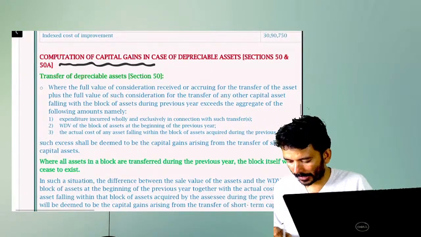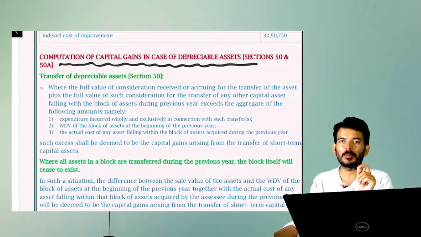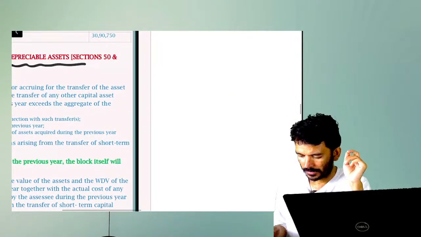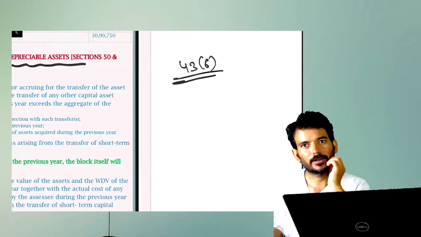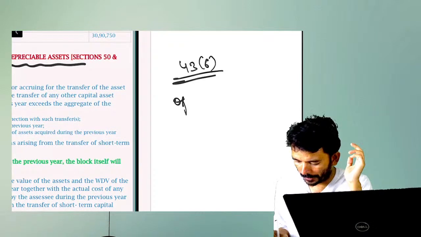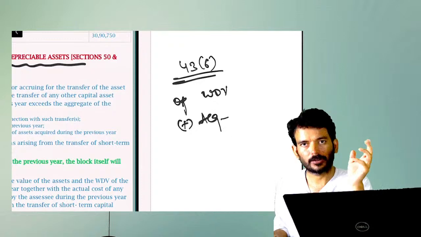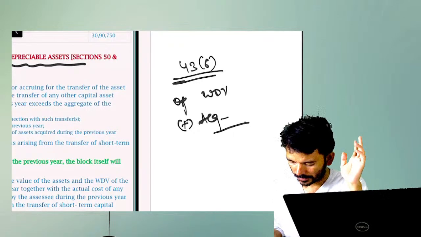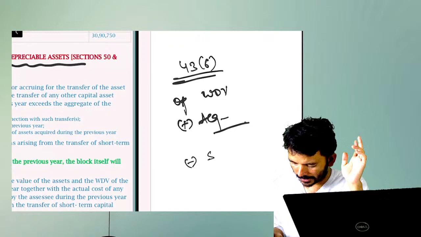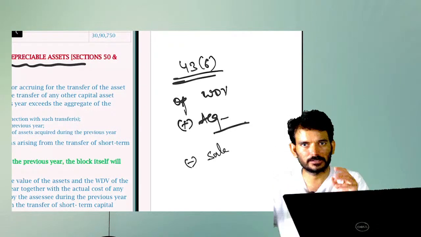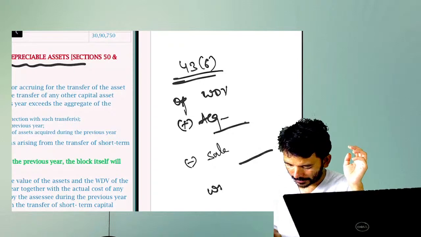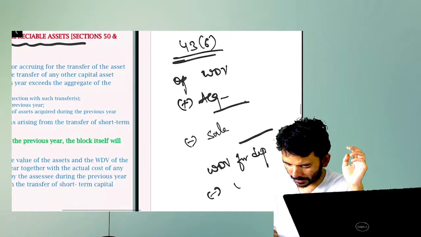And computation of capital gains in case of depreciable assets. Remember one thing, generally 43.6 will talk about the WDV we have done in our PGBP only. You will have opening WDV, then cost of acquisition, whatever you acquired during the period, and then sale, whatever sale is payable, all will come, and you will have WDV for depreciation. On that you will calculate depreciation under section 32.